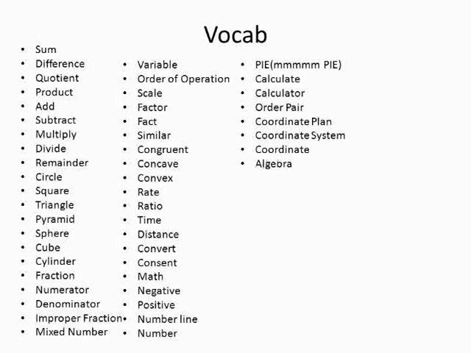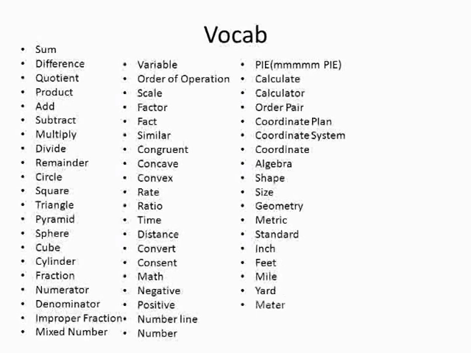Or GEMS. Scale would be two similar geometric shapes of different sizes. Factor, fact, similar, congruent, concave, convex, rate, ratio, time, distance, convert. Okay, there's a whole bunch of them right there. We have math, negative, positive, number line, number.